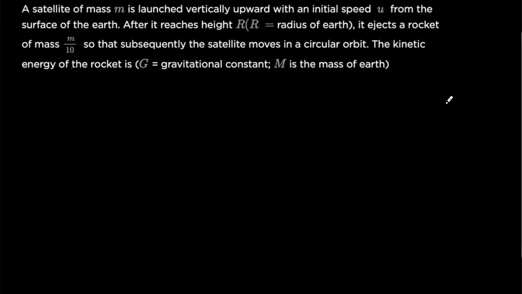There's a satellite of mass M which is launched vertically upward with velocity U from the surface of the Earth. After it reaches the height of R, now height is measured from the surface, always remember that, and this height is also the radius of the Earth. After reaching it, it ejects a rocket of mass M by 10, and immediately after it, the satellite starts moving in a circular orbit. We need to find the kinetic energy of the rocket.